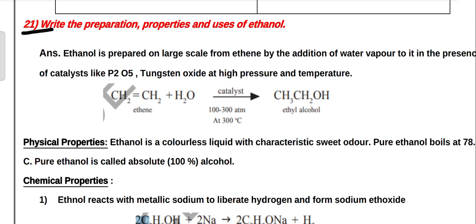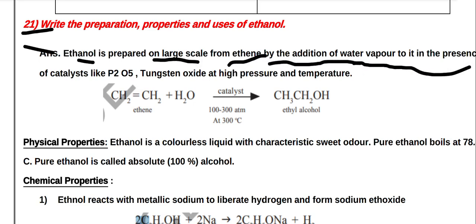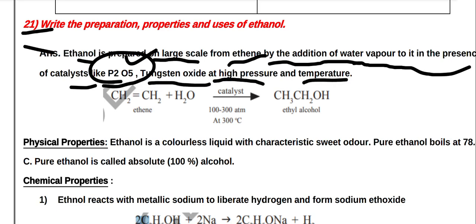Write the preparation and properties uses of ethanol. Ethanol is also called ethyl alcohol. Ethanol is prepared on large scale from ethene by addition of water vapor to it in the presence of catalyst like P2O5, phosphorus pentoxide, and tungsten oxide at high pressure and temperature.